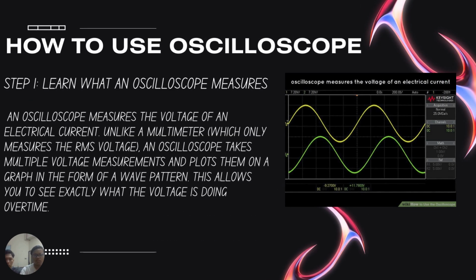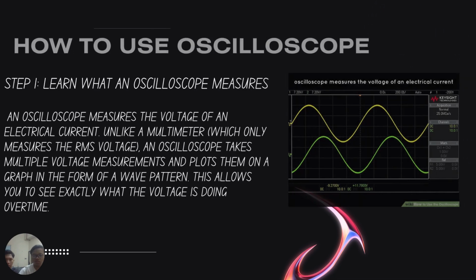How to use an oscilloscope? Step 1. Learn what an oscilloscope measures. An oscilloscope measures the voltage of an electrical current, unlike a multimeter, which only measures the RMS voltage. An oscilloscope takes multiple voltage measurements and plots them on a graph in the form of a wave pattern. This allows you to see exactly what the voltage is doing over time.